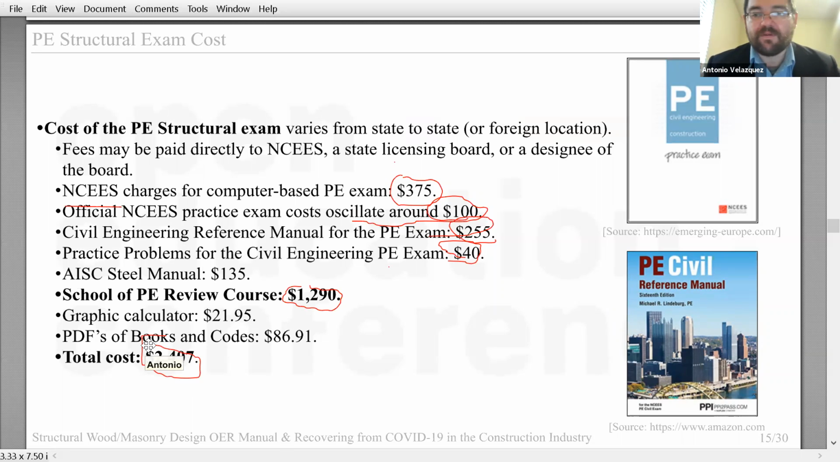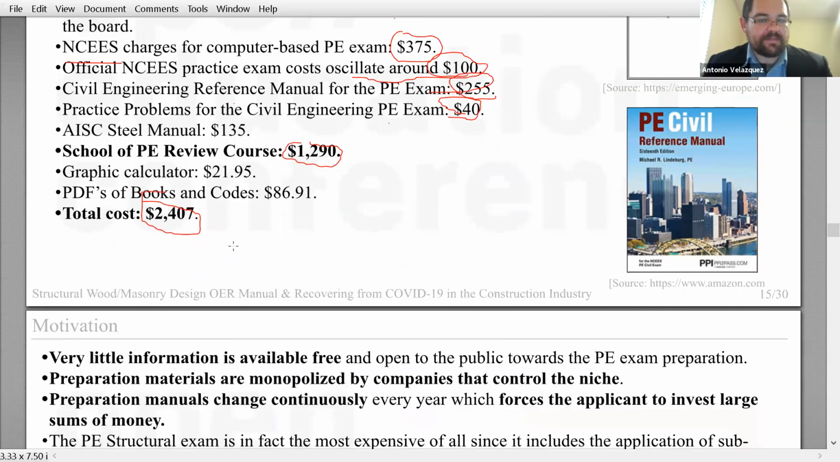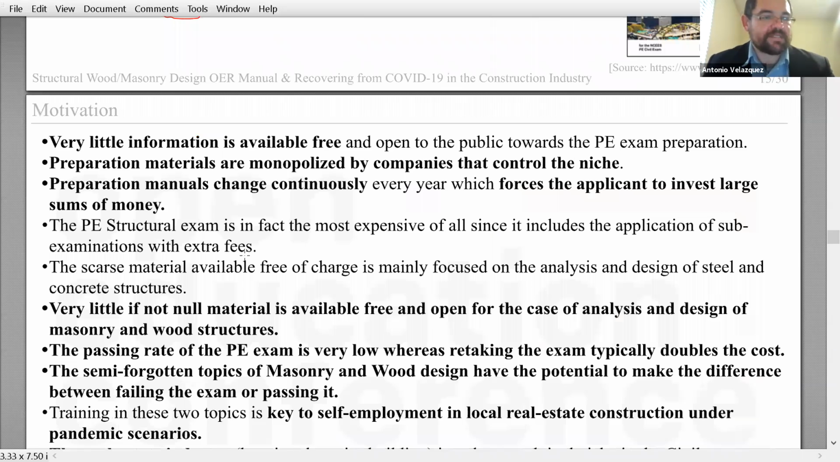So in total, when you add the whole thing up, the cost of the exam is about $2,400, plus hours, days, probably months of reviewing, learning and practicing the material. So you see, it's quite a challenge, no? So we want here to contribute a little bit to alleviate this stress.